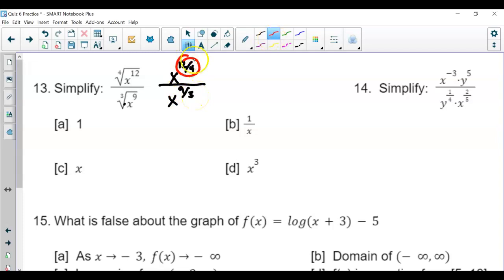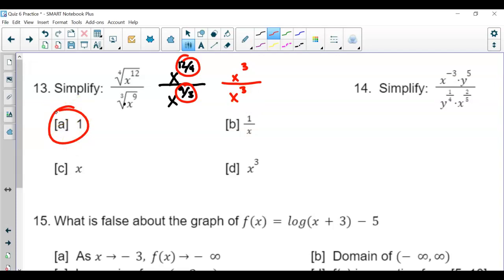Now here we can simplify, right? Because what is 12 divided by 4? 3. And then what is 9 divided by 3? 3. Well, what is 3 divided by 3? 0. So really, x to the 3rd divided by x to the 3rd is just 1. So that's why here the answer was A.